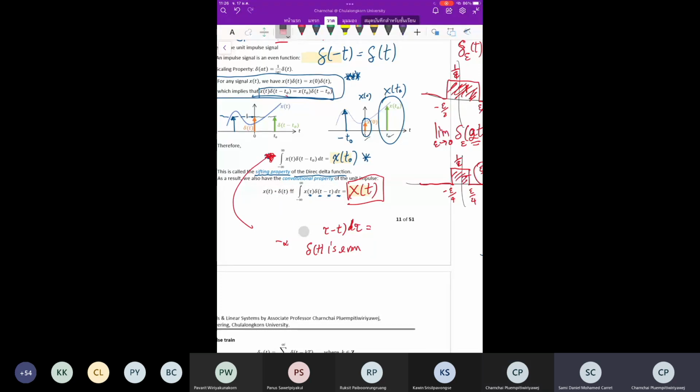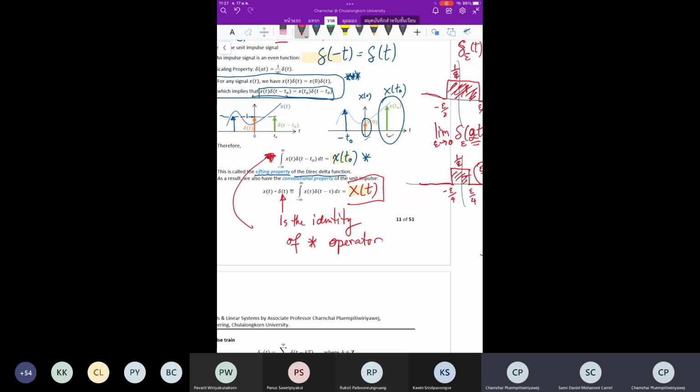Okay, oops, I erase all of them. Okay, this one, delta t, is the identity of the convolutional operator. We call it the identity of the convolutional operator. The identity of the convolutional operator is just delta t.